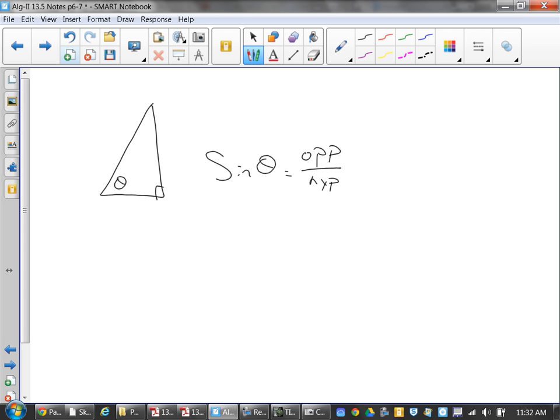In a right triangle, what's always going to be your longest length? The hypotenuse. So no matter what you do, the hypotenuse is always going to be larger than the opposite side. Therefore, will the sine value ever be greater than 1? No. That's why. Sine will never be greater than 1 because your hypotenuse is always the longest length. Okay, does that make sense?